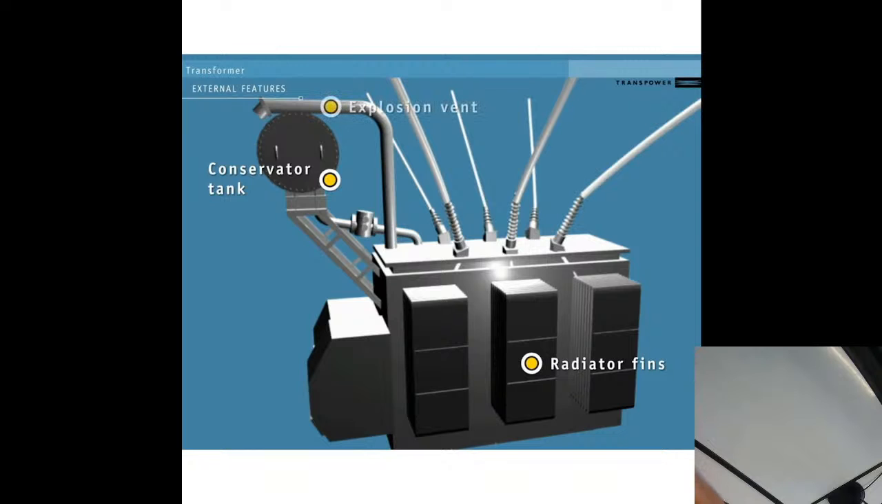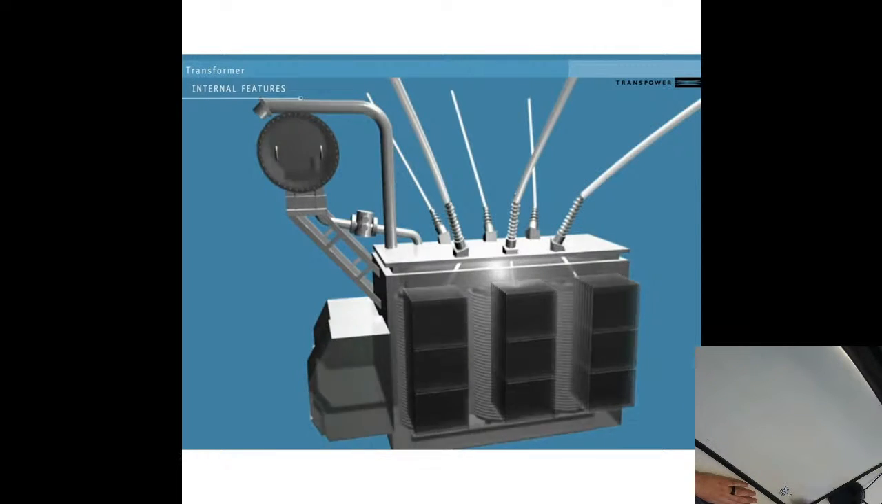The explosion vent protects the transformer in the event of a major fault. The bushings insulate the conductors where they enter the case. The tap changer sets the exact amount of voltage change. The Buchholz relay lets us detect the presence of gas caused by the deterioration of the oil and/or a rapid increase of oil pressure. Let's look inside the case at the transformer itself.